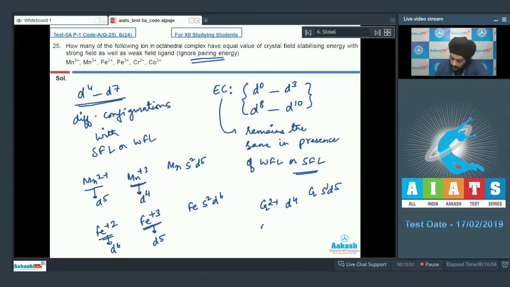And if we talk about Co3+, Co in the ground state has 4s2 3d7, so the plus 3 form of cobalt is going to have a d6 configuration. Now students, in all of these cases, we have the configuration belonging to this range. We had already seen before that these ions have different configurations in the presence of a weak field or a strong field ligand. And for this question, we have to select the answer as 0. Let us look at the next question.